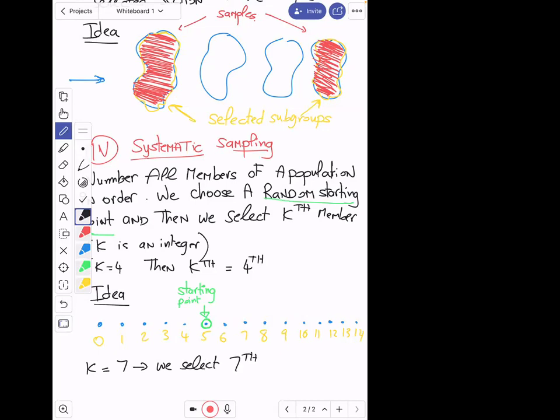7th member. So let's count. Let's go with the red. The green point is my starting point, and then the next individual is my first member. This is my second member, third, fourth, fifth, sixth, and then this one here is my 7th member. So I'm going to select the 7th member. This one is selected.